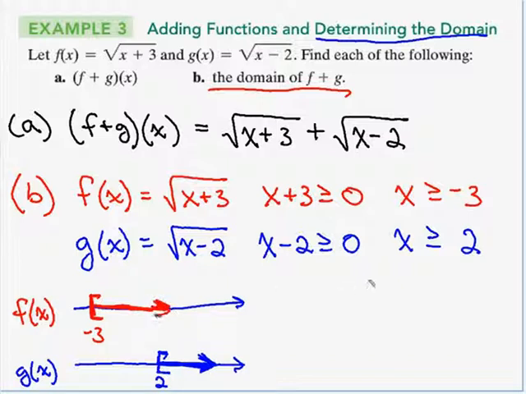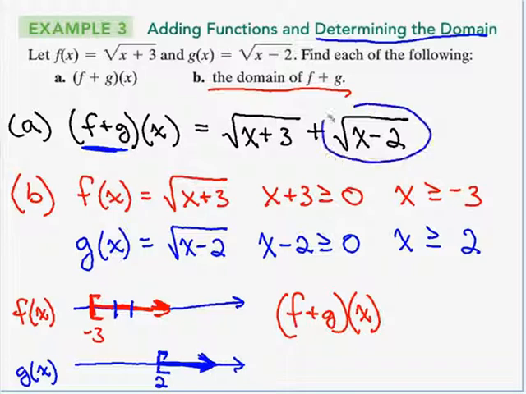Remember, the domain of the combined function, f plus g of x, is the intersection of these two. Or I could think about it as the more restrictive. Could we plug negative 2 or negative 1 into the summed function? No, because those would not work in the second piece of it, that g of x function.